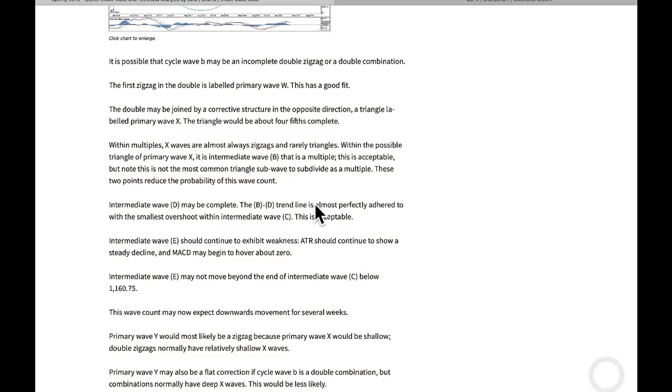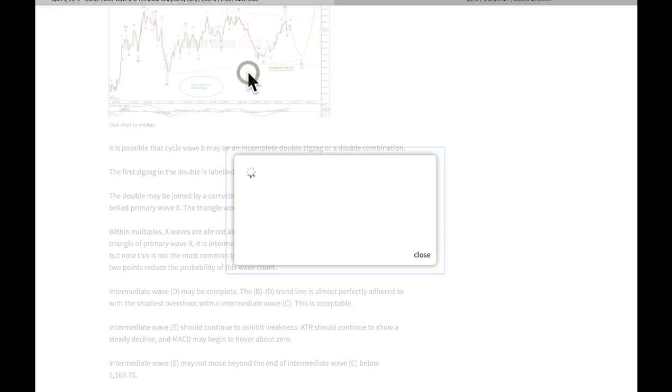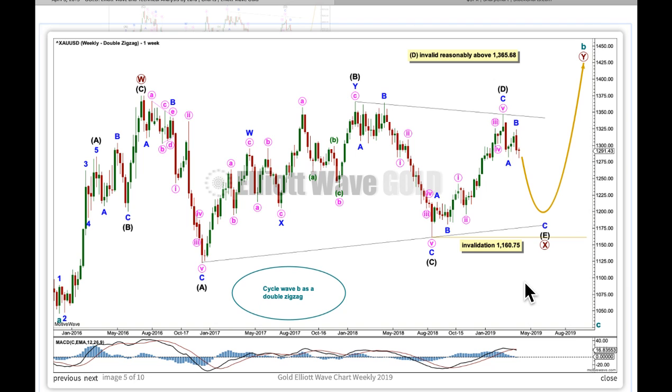I'm going to go back to the second chart here. My main wave count expects that a third wave down is now beginning. This wave count expects a C wave down is now beginning. This wave count expects, though, that it's intermediate wave E, the final wave of a triangle.